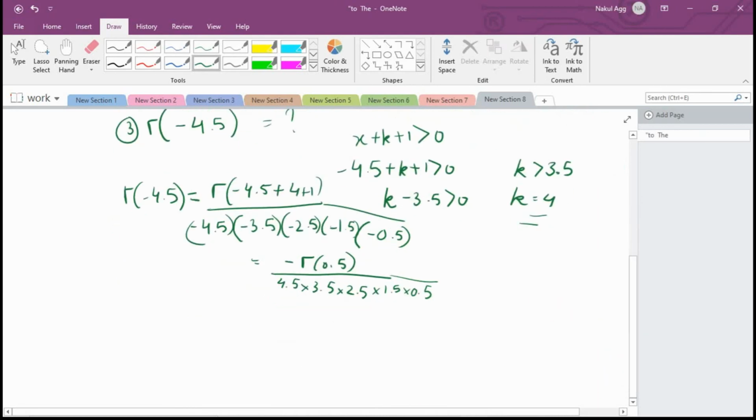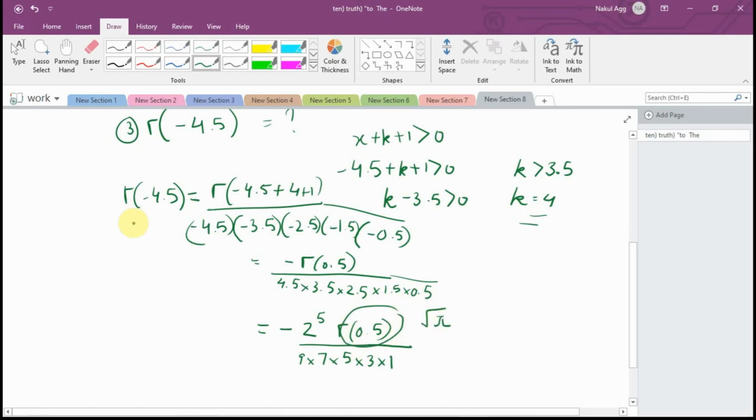I am going to rewrite it in the form: this is equal to minus 2 raised to power 5 gamma of 0.5 divided by 9 into 7 into 5 into 3 into 1. And now we know the value of gamma 0.5, which is simply root pi. One can evaluate gamma of minus 4.5.